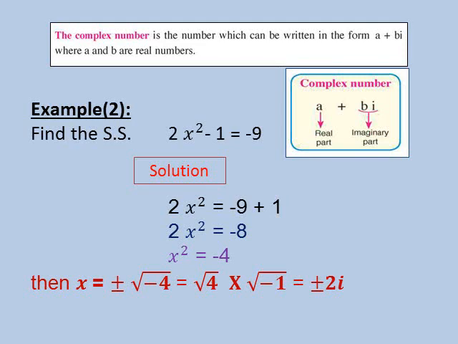2 is called the imaginary part. Now what about the real part? There is no real part here, it's 0. So the solution set will be positive and negative 2i.